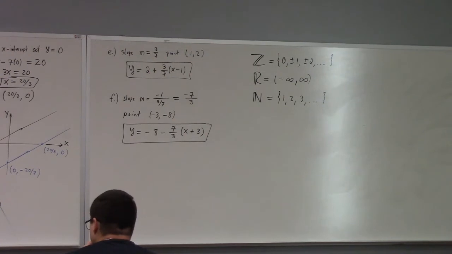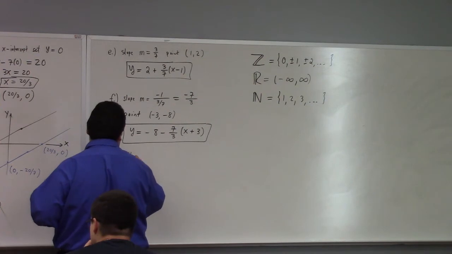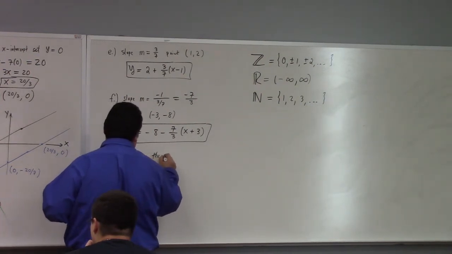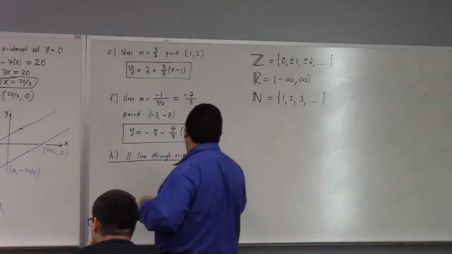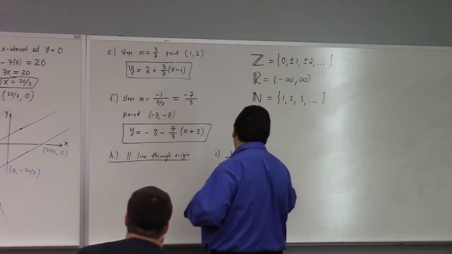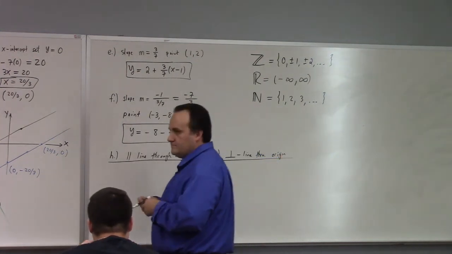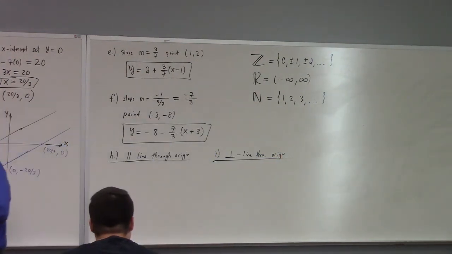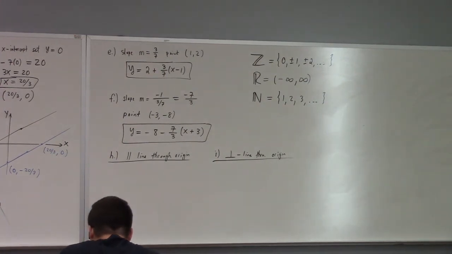Why? Because if I add a part GH, parallel line through origin, what can I do then? If the line goes through the origin, what's the y-intercept? B is equal to 0, right? So we can fall back on the mx plus b formula here. It's really easy to use that in this case.